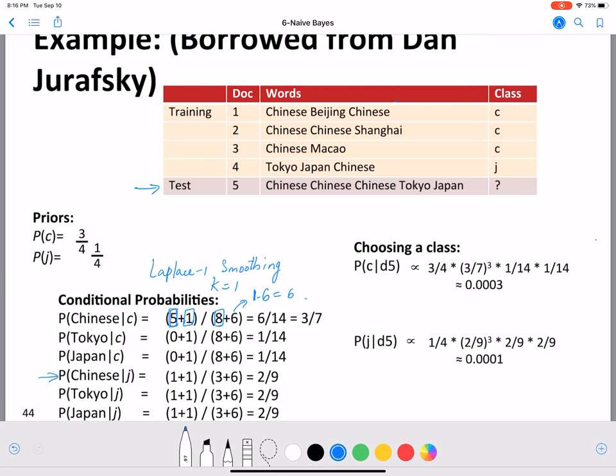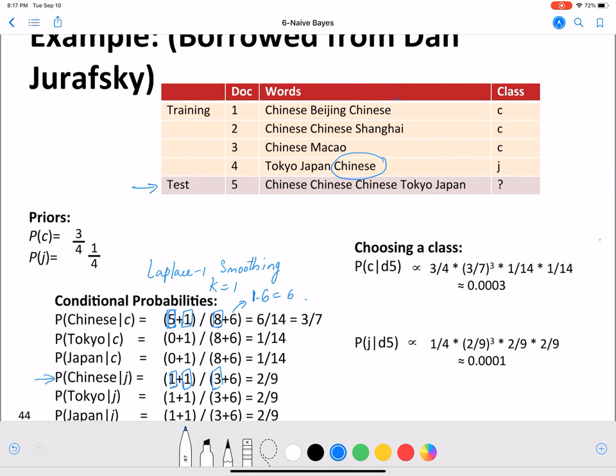For P of Chinese given J, we are looking at the only Japanese document that's available to us, document number 4. The word Chinese occurs once. So we have 1, plus k value is 1. And then the total number of words across all Japanese documents. There's only one document here, but if we have multiple, we take all words together. So here in all, we have 3 words in all Japanese documents, and that goes here.